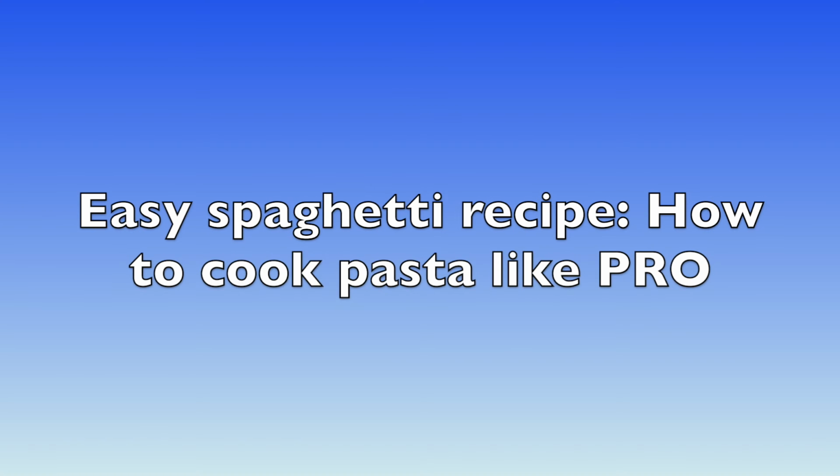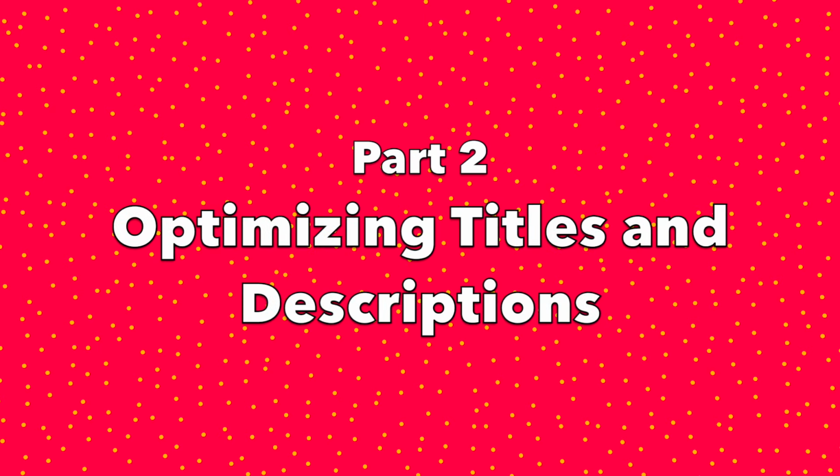Example, instead of a vague title like how to cook pasta, try easy spaghetti recipe, how to cook pasta like a pro. See the difference? Part 2, optimizing titles and descriptions. Your title and description are like a movie trailer. They need to grab attention while being keyword friendly.